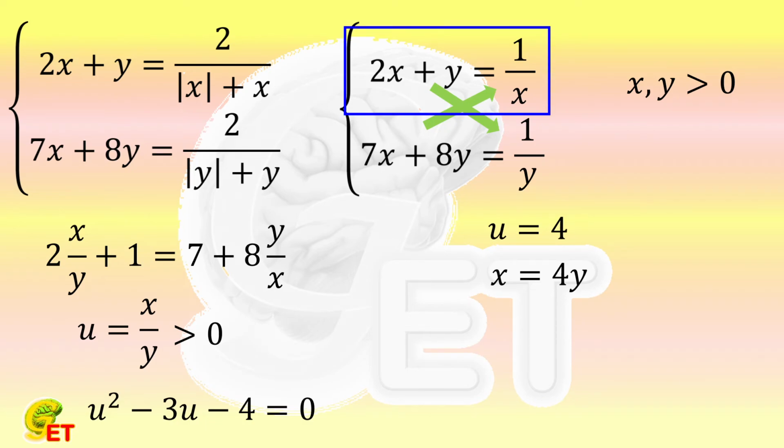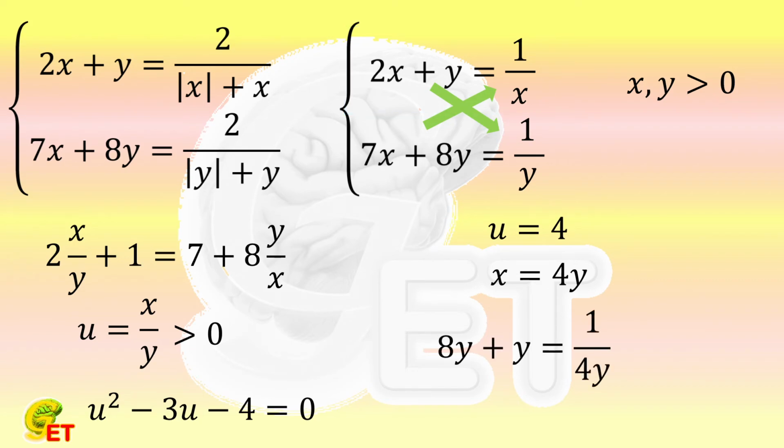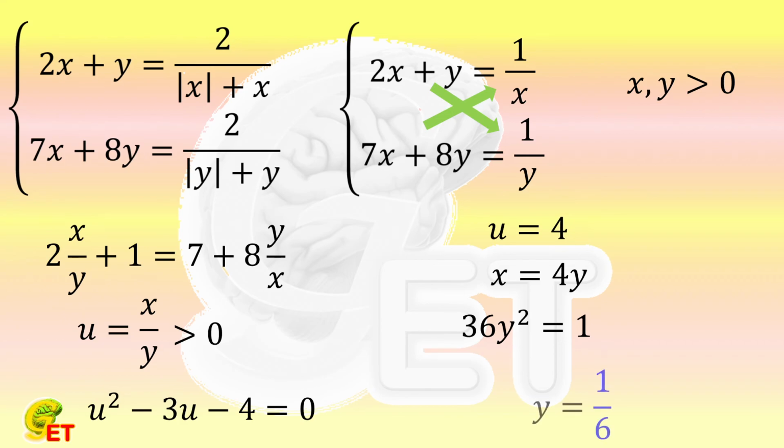We get 8 times y plus y equals 1 over 4 times y. That is, 36 times the square of y equals 1. Because y is bigger than 0, it can only be equal to 1 over 6. x is 4 times it, which is 2 over 3.